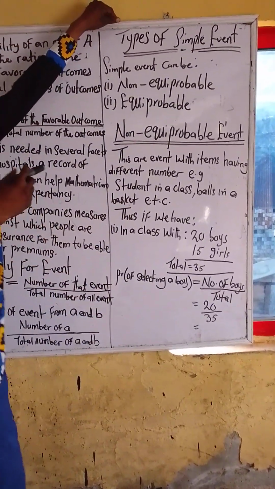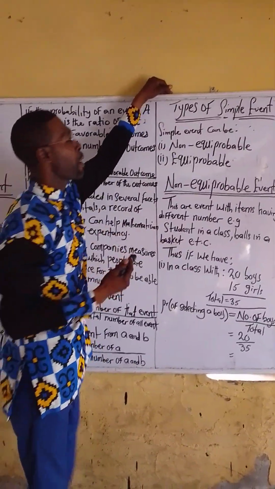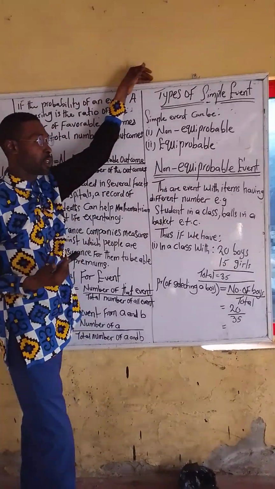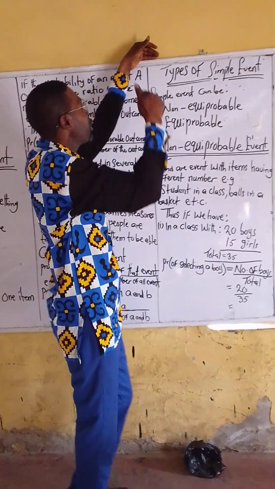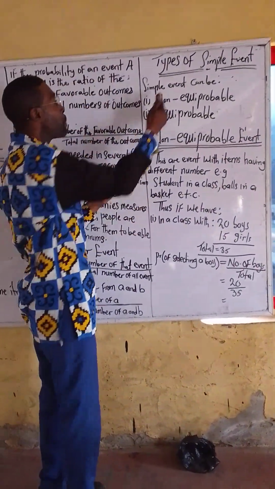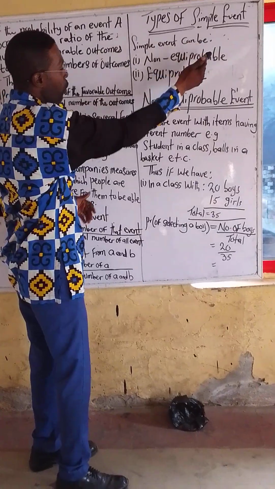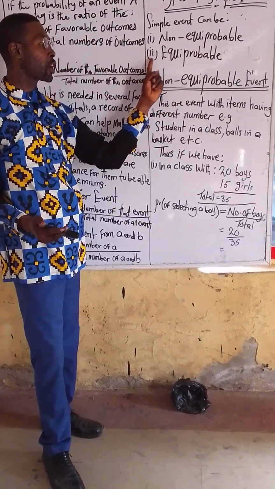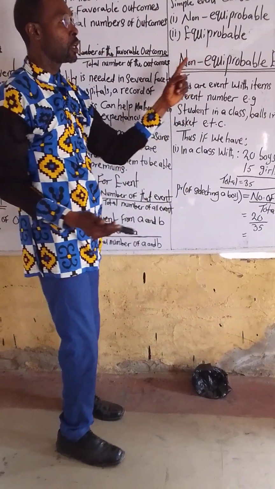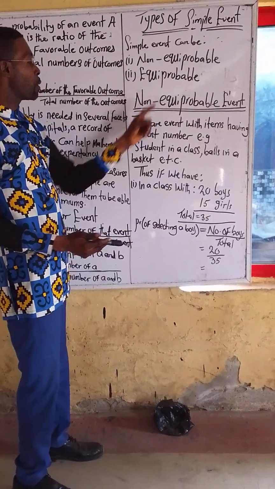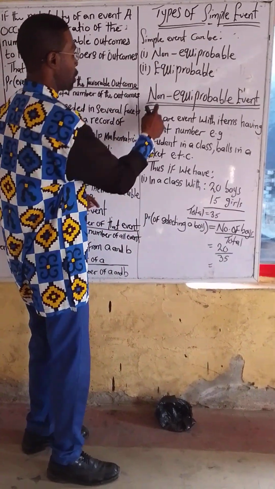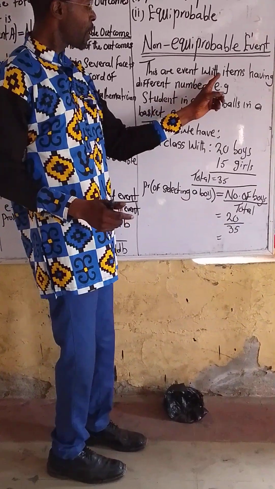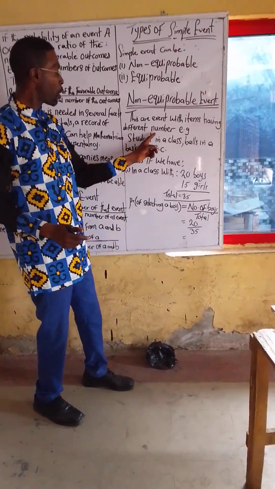Now, I go to types of events. I don't know how they have been explaining probability to you all, but in my own explanation, there are types of events. But I will not go too far. I will go into probability on types of events. A simple event can be non-equiprobable, and the second one is equiprobable. Are you with me? Non-equiprobable and equiprobable.